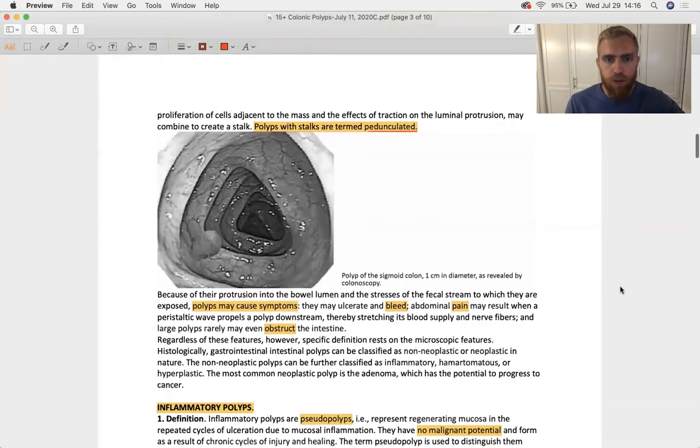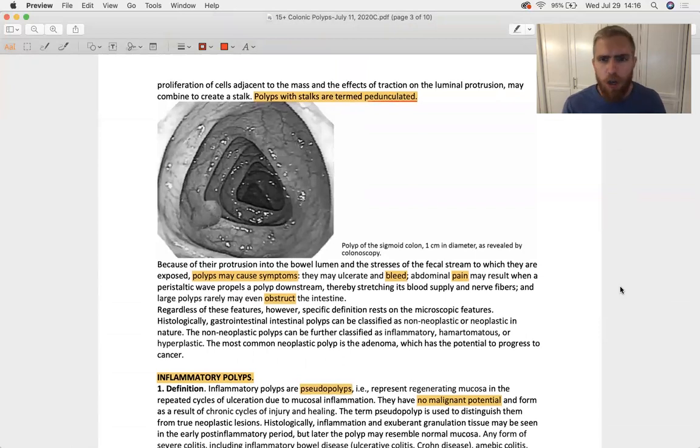And if it does have a stalk, which is essentially a tree trunk, then it's termed pedunculated. And so sessile and pedunculated are two really useful terms that you'll use whenever you're communicating the nature of a polyp to a fellow physician to describe it adequately for them.